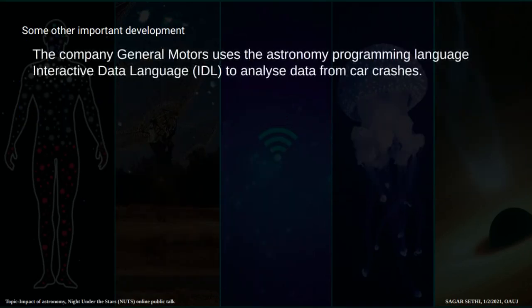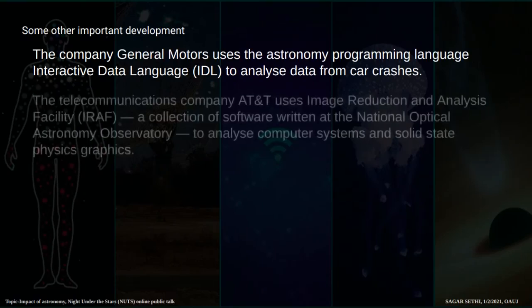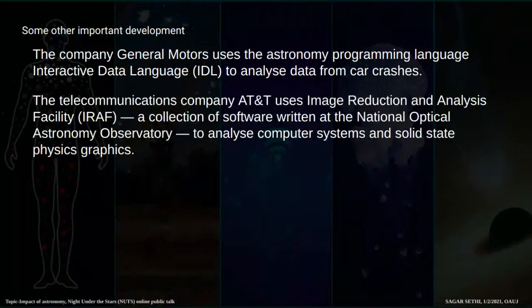Some other developments are the Interactive Data Language, which is used at General Motors to analyze car crashes, and a software called IRAF, the Image Reduction and Analysis Facility, which is used by AT&T Bell Laboratories for analyzing computer systems and solid-state physics graphics. IRAF is used in optical astronomy, UV astronomy, and IR astronomy to reduce the images and to reduce the spectra from the sources.